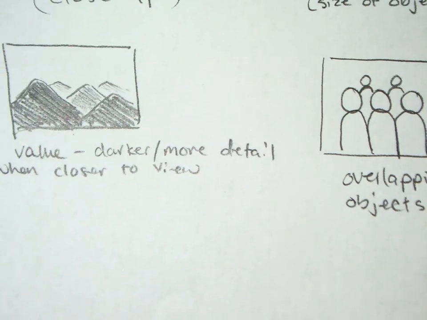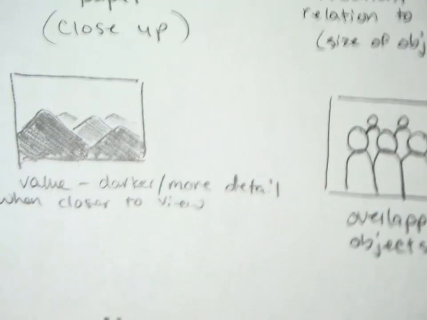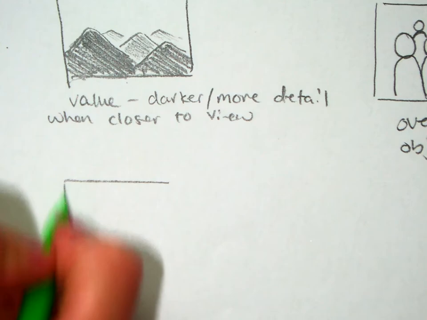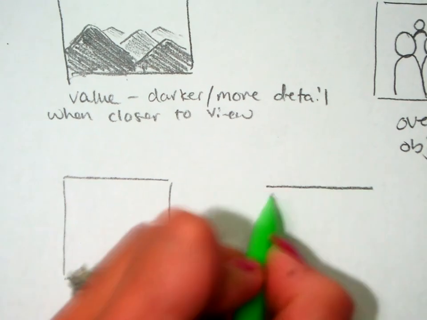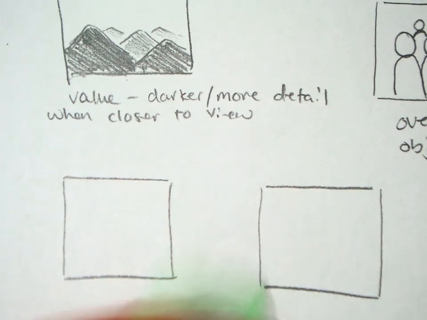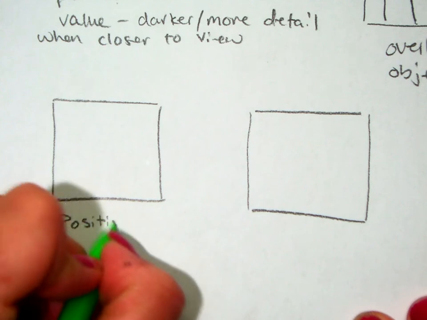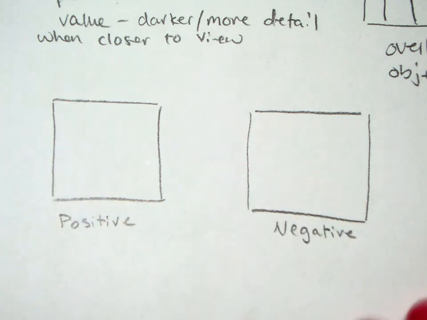And I've got some other examples of positive and negative space, so I'll go ahead and talk about that. Not really in the realm of creating space and depth, but just another way we use space in art. So we have positive and we have negative.